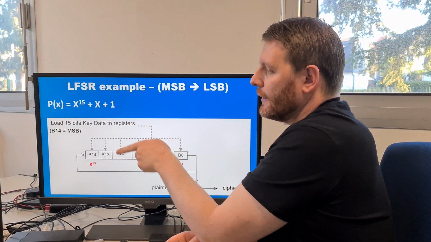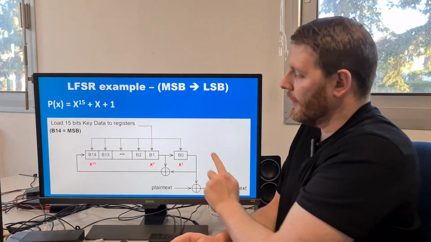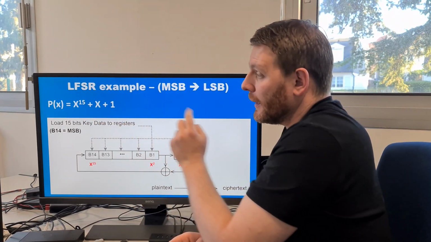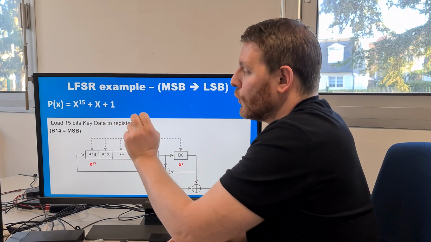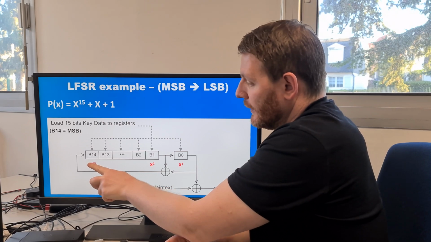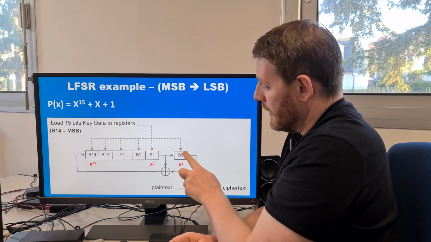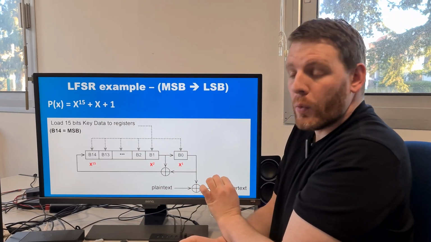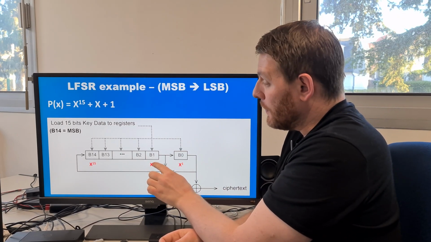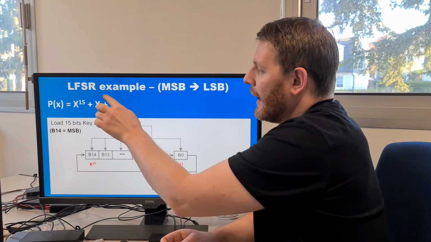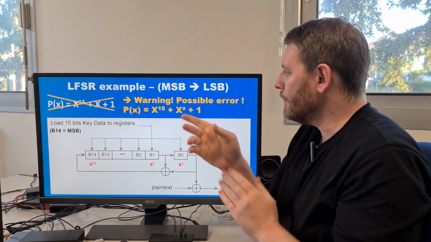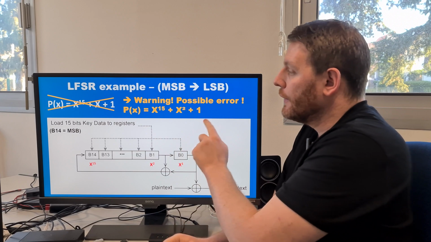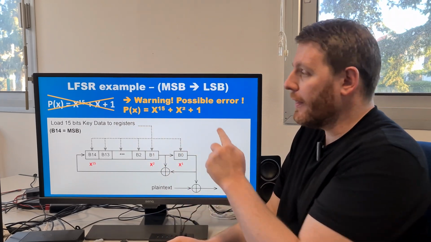The polynomial is given with this schematics. The schematics is good, but the polynomial for me is incorrect. This is not x, this is x squared. As you can see, the term b0 is x power 1, b1 is x power 2, and here it's x power 2. So I think there is an error. Warning, possible error. For me, the correct polynomial is this.